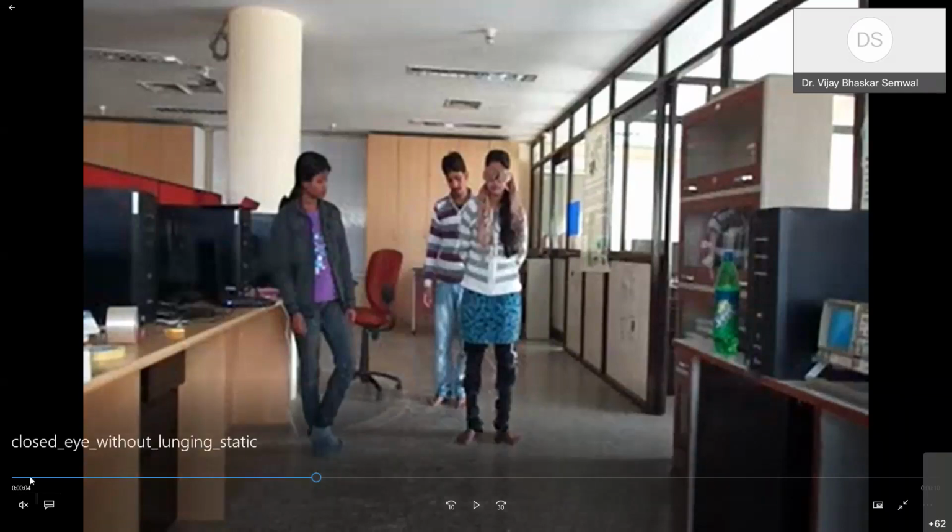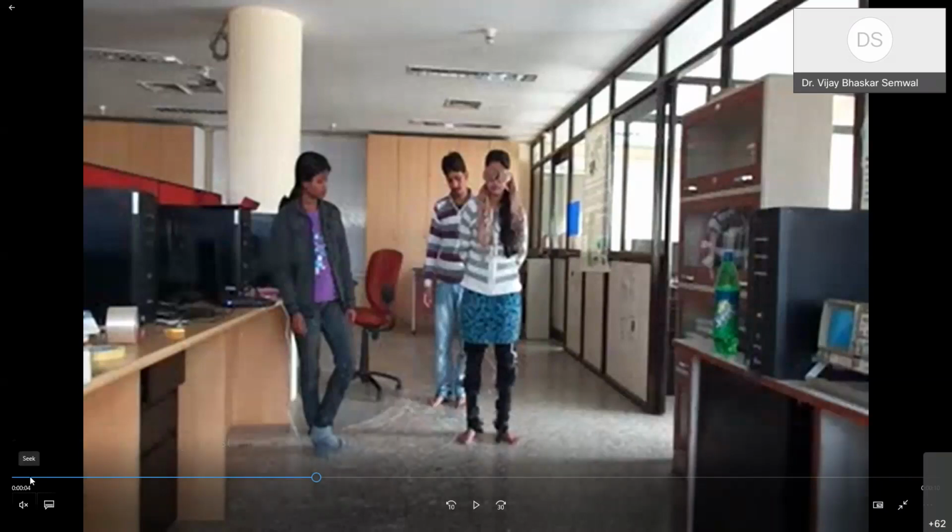So here you can see that I have tied the eyes of the girl as well as her hands. The reason is that the robot cannot see from which direction the force is coming.